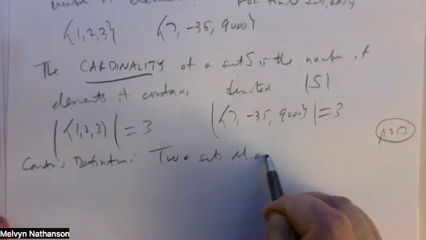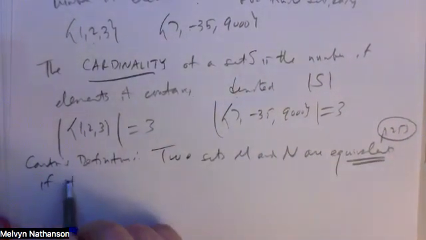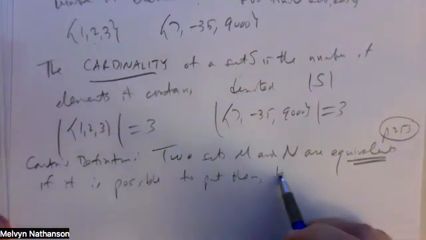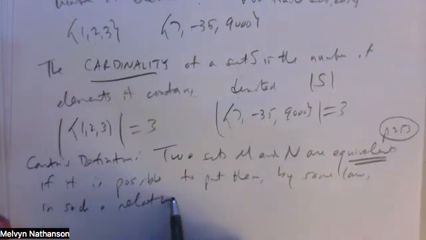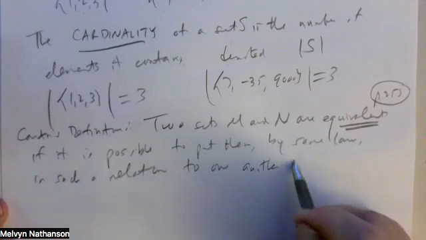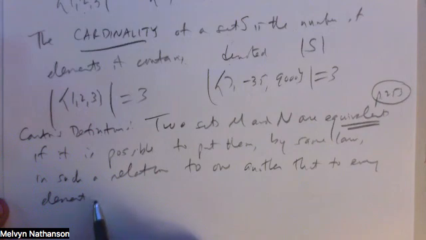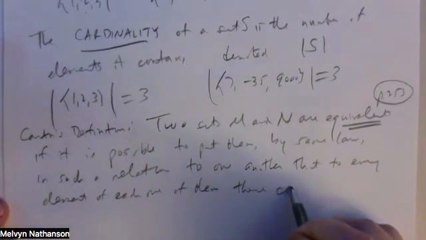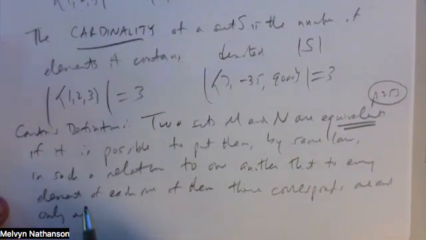Two sets, M and N, are equivalent if it is possible to put them, by some law, whatever that means, in such a relation to one another that to every element of each one of them there corresponds one and only one element of the other.